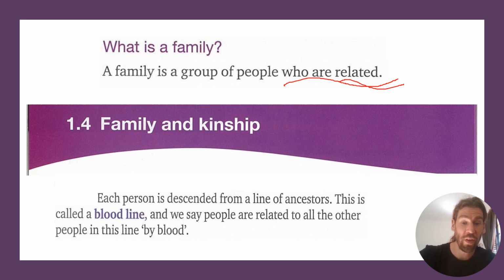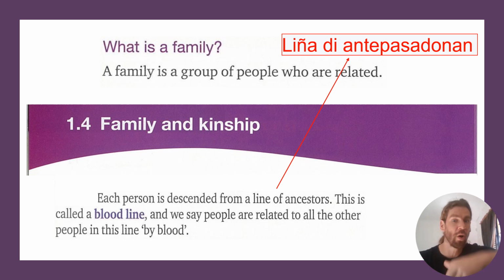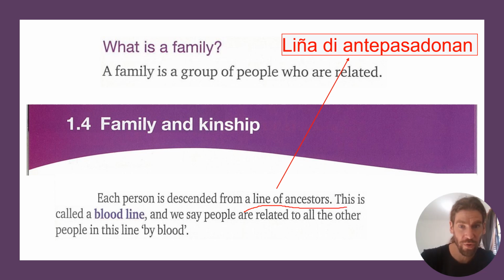Each person is descended from a line of ancestors. So the people who came before you, your parents, your grandparents, the parents of your grandparents, and the parents of your grandparents, all the way back to a line of ancestors. Yes? So each person is descended from a so-called line of ancestors, all the people that came before you.